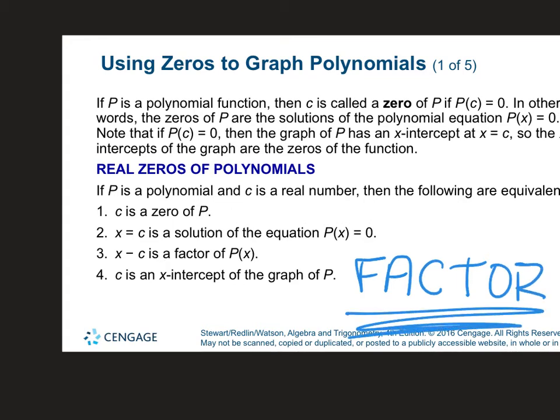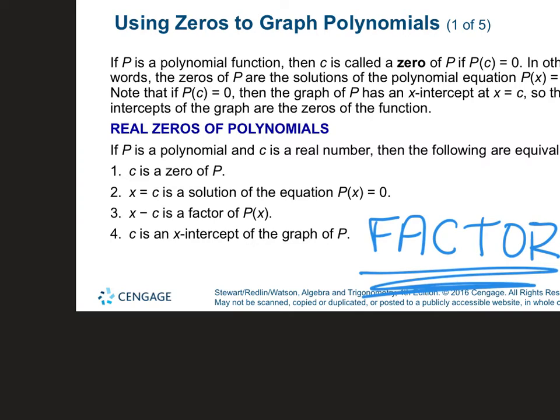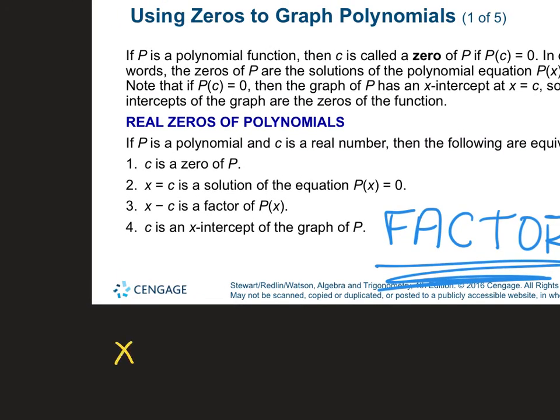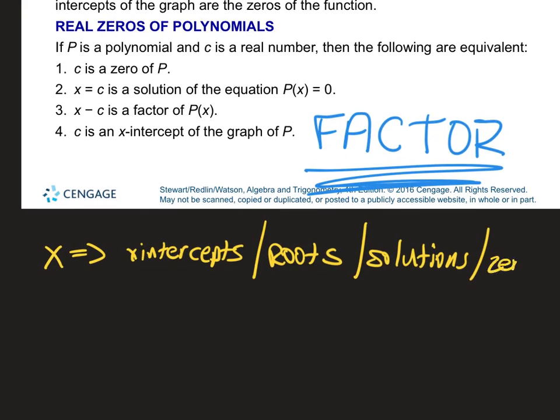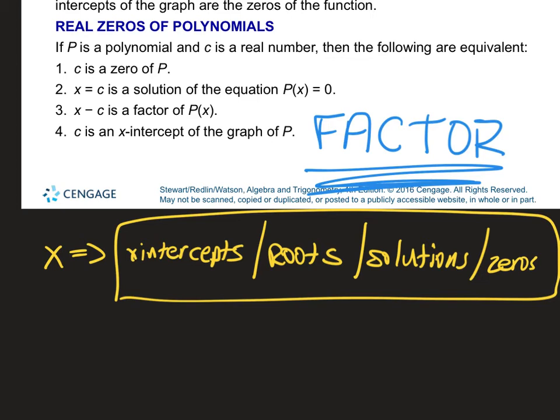You're going to factor. When we find what X equals, we're finding X intercepts. That's where the graph crosses the X-axis, right? We can also call those roots. We can also call them solutions. We can also call them zeros. Those 4 words all mean the same thing. They mean factor the equation and tell me what X equals. This is not new.